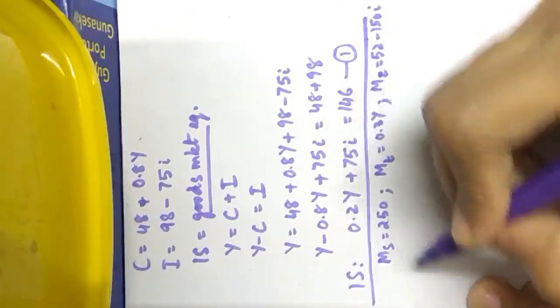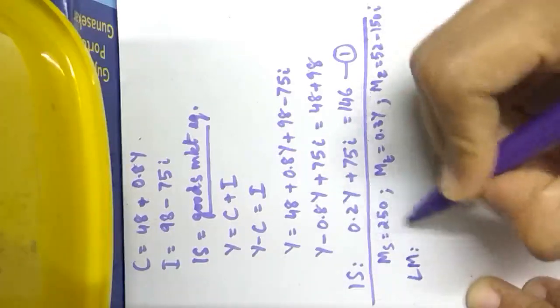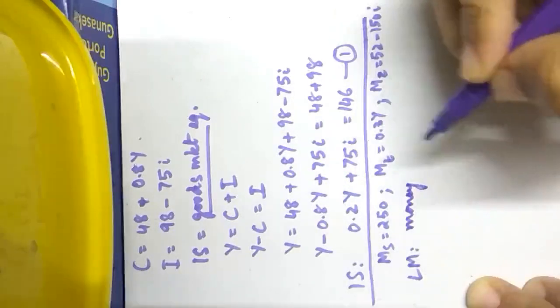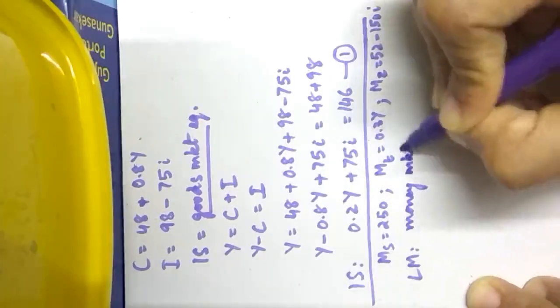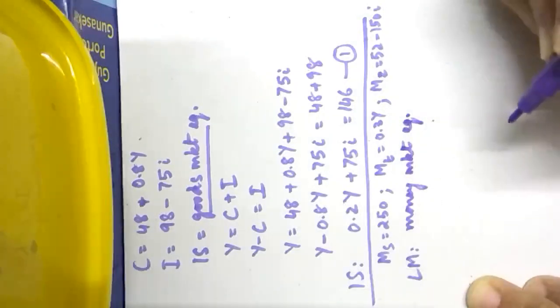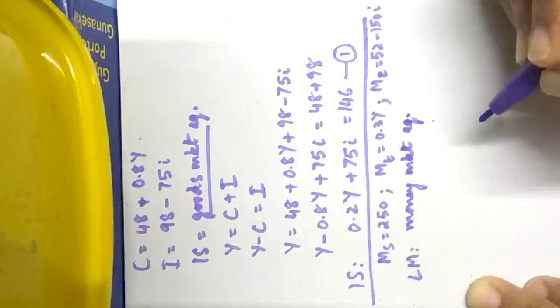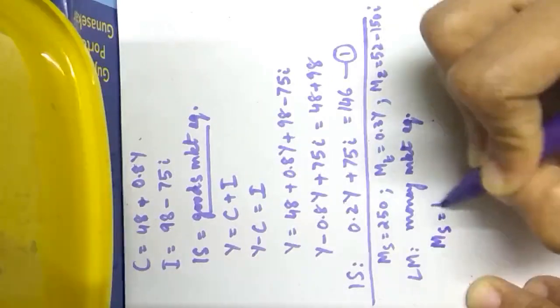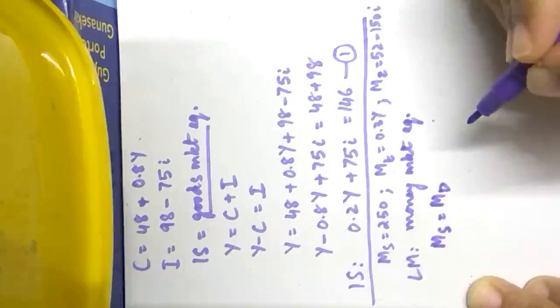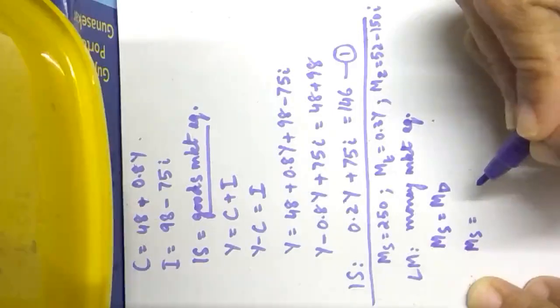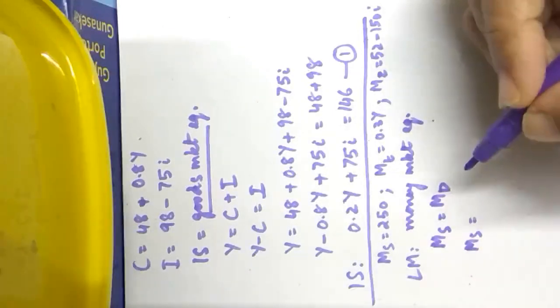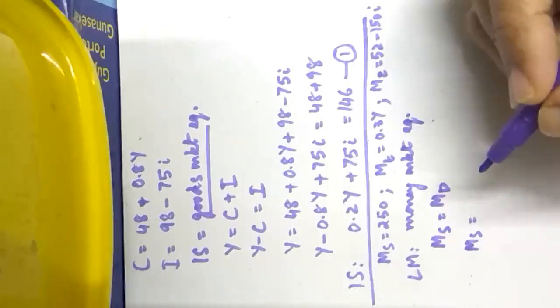Next we move on to the LM curve. The LM curve represents all those combinations of national income Y and interest rate i where the money market is in equilibrium, right? For the money market to be in equilibrium, your money supply has to be equal to the money demanded. And money demanded, if you remember from Keynes, has three components: speculative demand for money, transactions demand for money, and precautionary demand for money.